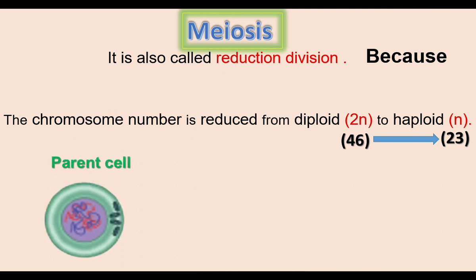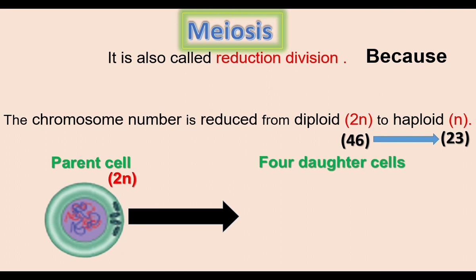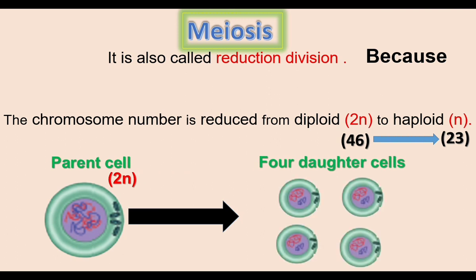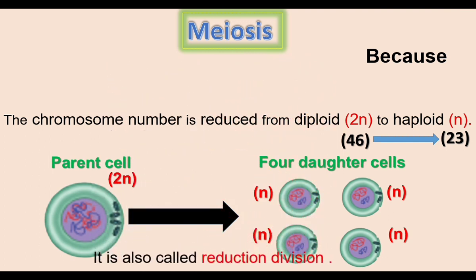In meiosis, one parental cell divides and produces daughter cells. This parental cell is a diploid cell, 2n. It divides and produces 4 daughter cells. The daughter cells are haploid. A single parental cell with two sets of chromosomes produces 4 haploid daughter cells. Here the chromosome number is reduced to half, so this division is called reduction division.